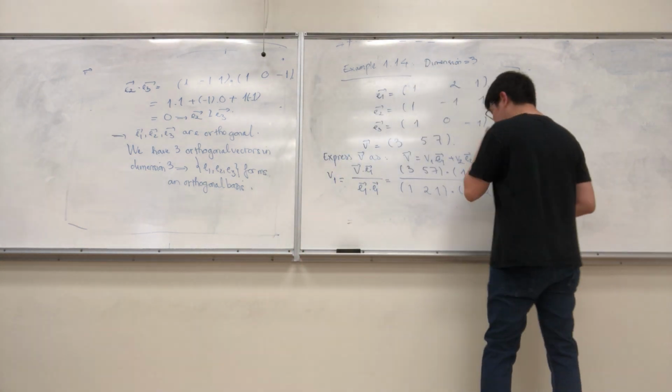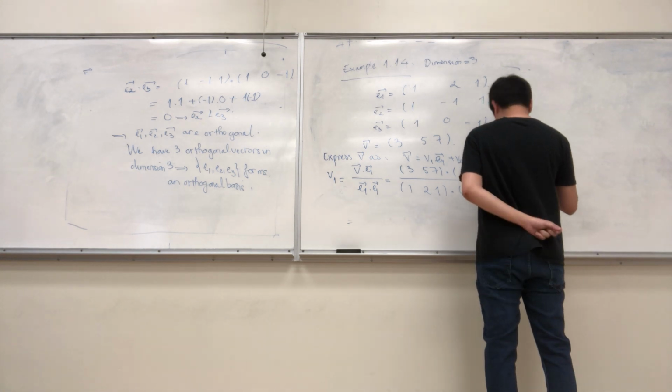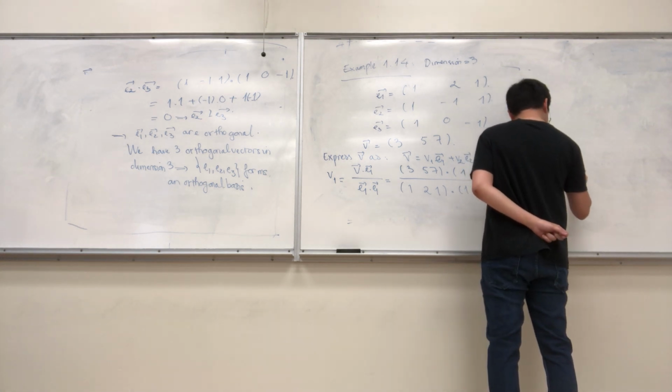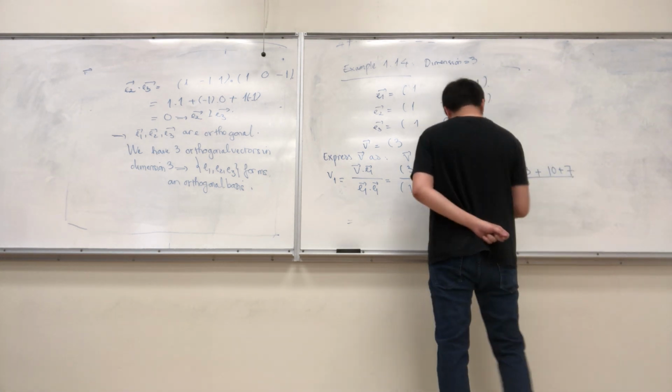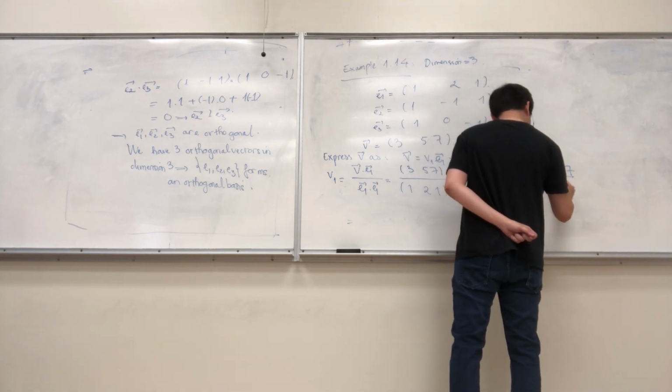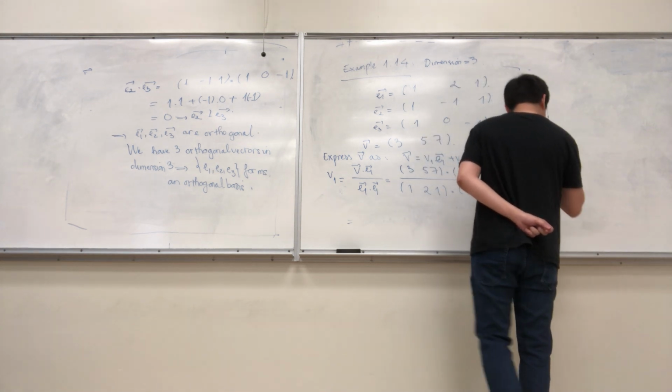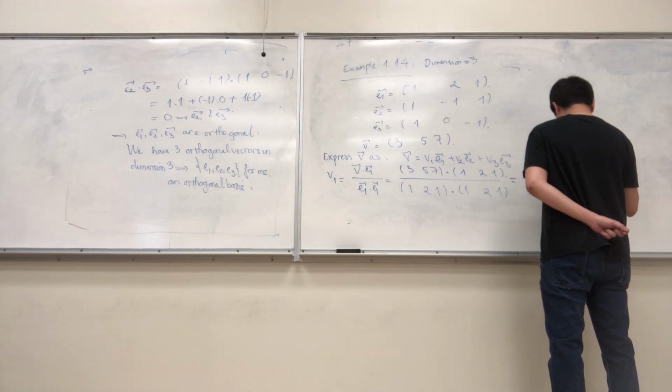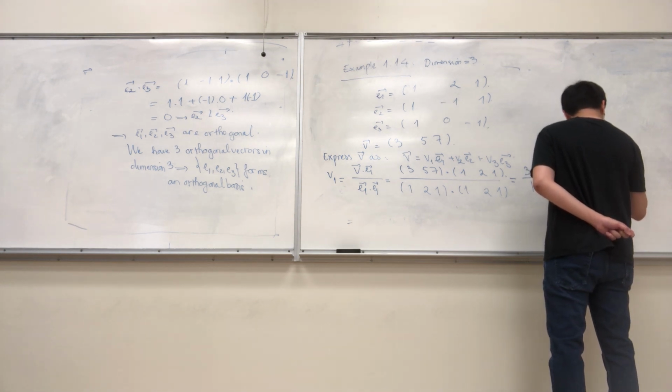So let us compute this. This is 3 plus 10 plus 7 dividing by 1 plus 4 plus 1. And this gives me 20 over 6, and this is 10 over 3.